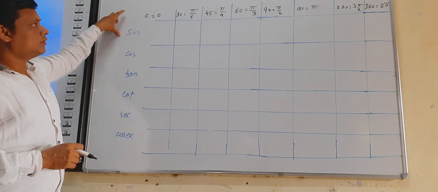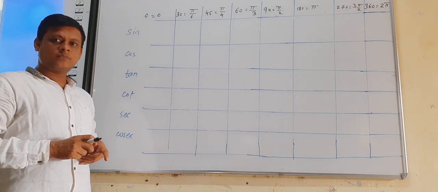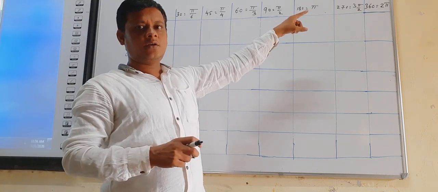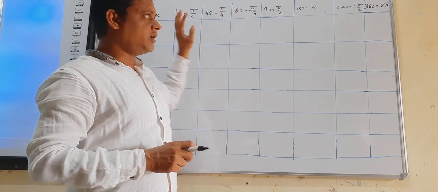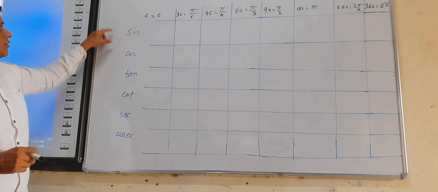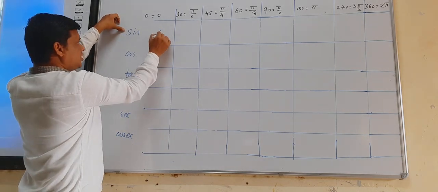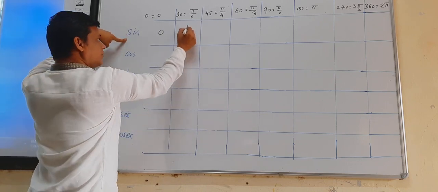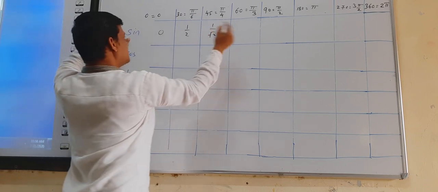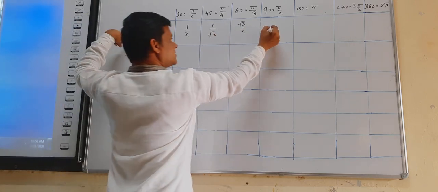Now in class 10 you know the value up to 90 degree. Now here we require value up to 360 or beyond that we see in next part. So first we write the values for sine ratio. We know that sine 0 is 0, sine 30 is 1 by 2, sine 45 is 1 by root 2, sine 60 is root 3 by 2, and sine 90 is 1.